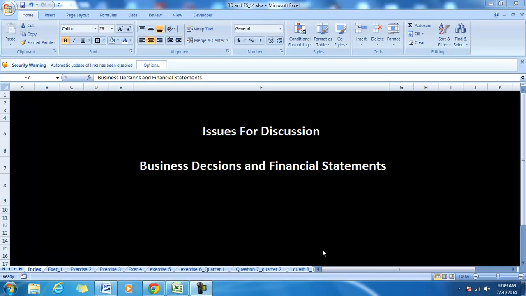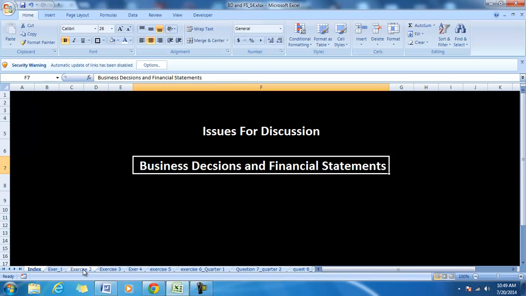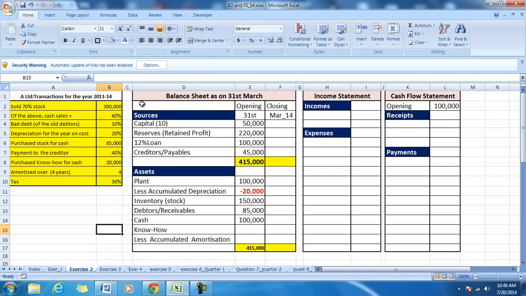Hello and welcome to our discussion on financial statements and the process of converting business decisions into financial statements using the generally accepted accounting principles we call financial accounting. In this exercise, we will see the transactions of an existing business. An existing business will definitely have a balance sheet.